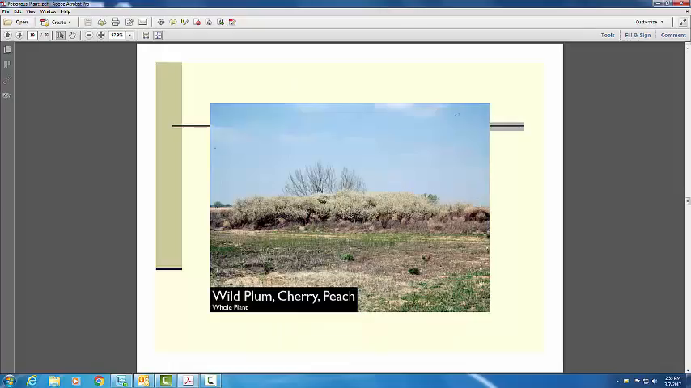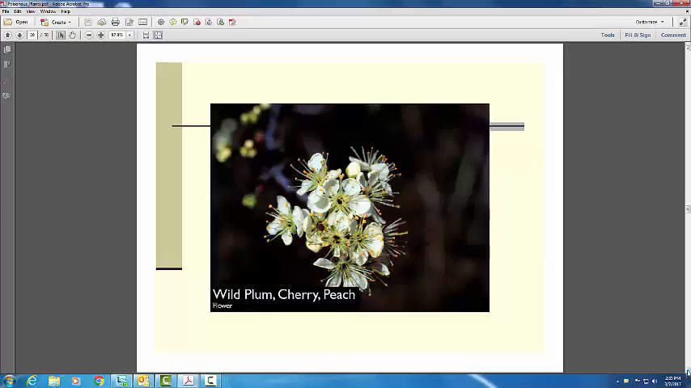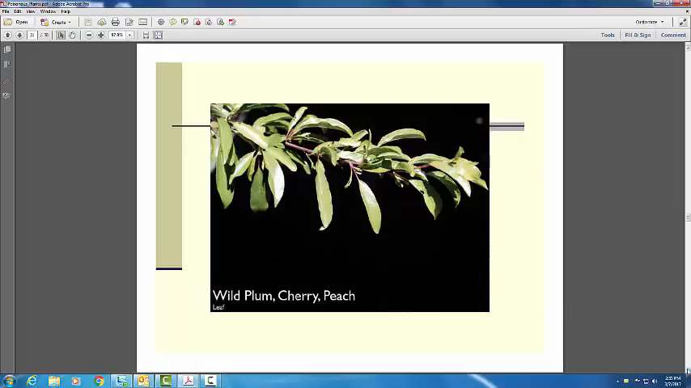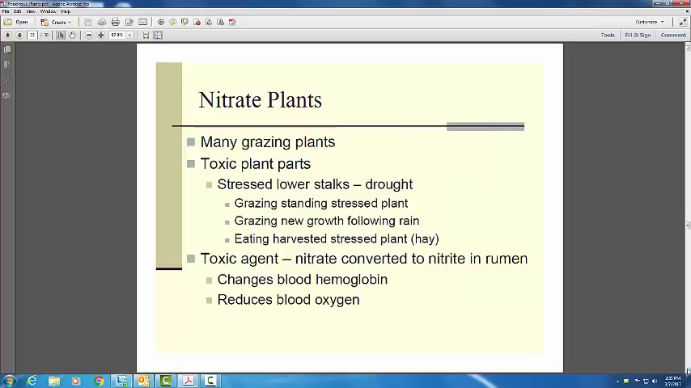The wild plum, cherry, and peaches can cause the same problem. I don't see these kinds of plants in Northeast Texas that often, but I'm not going to say it's not possible. Here is the flower of the cherry, and the tender material affected by it.